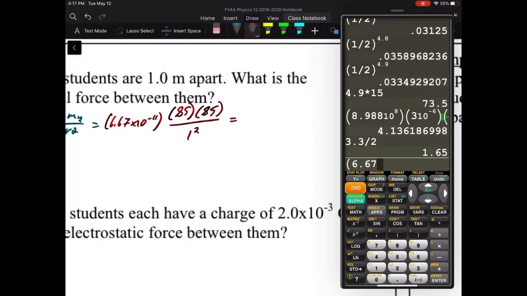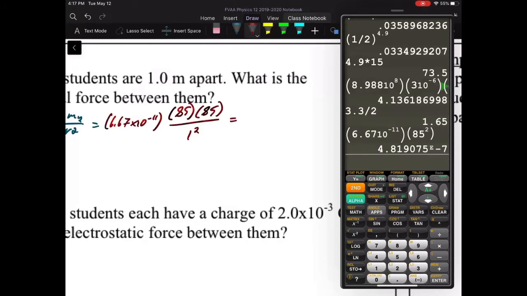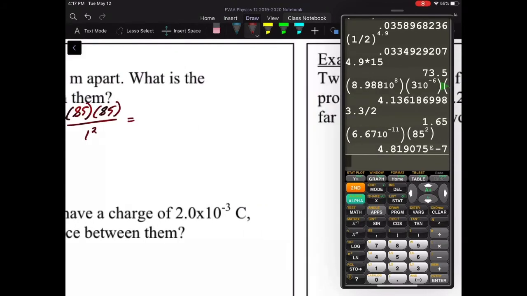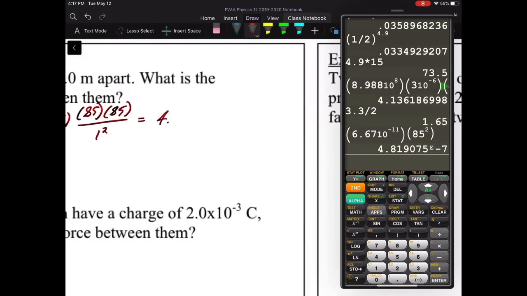6.67 times 10 to the negative 11, times 85, squared, because it's 85 times 85, and then divided by 1 squared, which is just 1. So that gives us, what's our sig figs here? 2 sig figs. 4.8 times 10 to the negative 7 newtons.